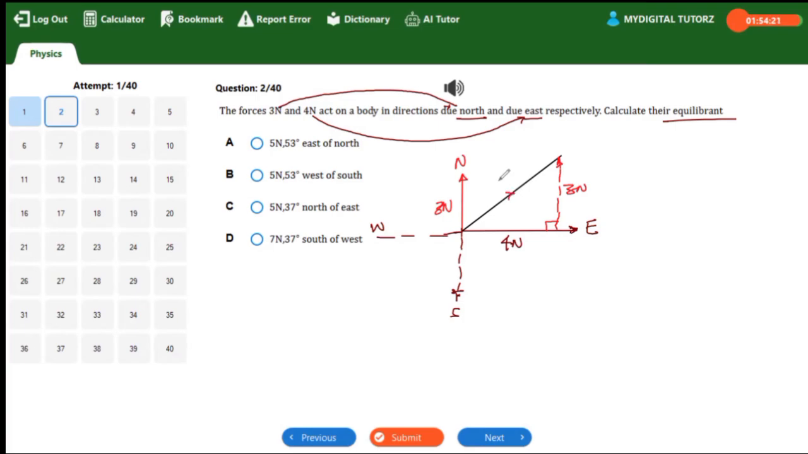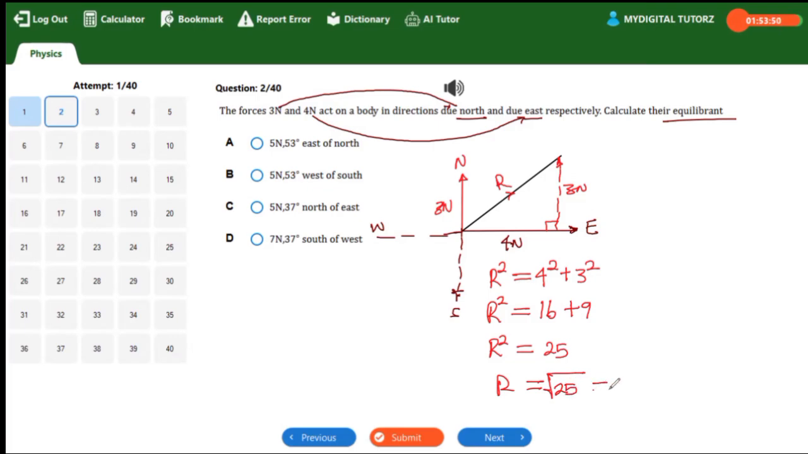And here is my resultant. So we can use the Pythagoras theorem, that is r squared is equal to 4 squared plus 3 squared. So r squared will be equal to 16 plus 9. That implies r squared is equal to 25. Therefore, r is equal to root of 25. Square root of 25 gives us 5 Newton. So here is my resultant.